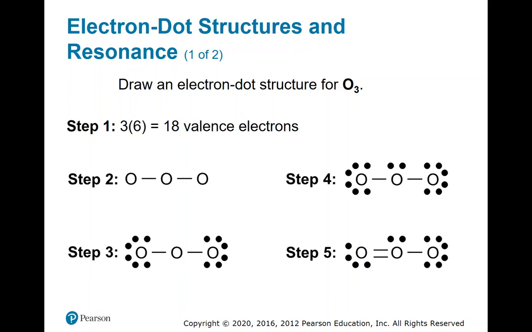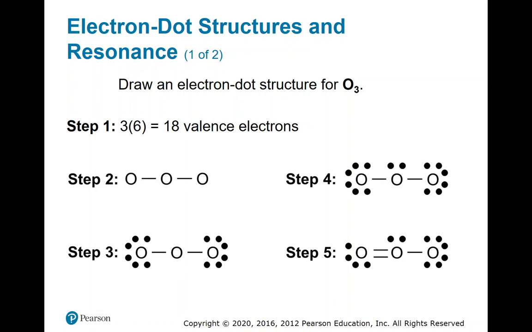Step 2 is to connect the atoms. In terms of what to choose for the central atom, we really only have one option, it's oxygen, so we'll just put one oxygen in the middle and attach the other 2 to that central oxygen. So we end up with O, single bond, O, single bond, O. That used up 2 pairs, or 4 electrons, so we have 14 left.